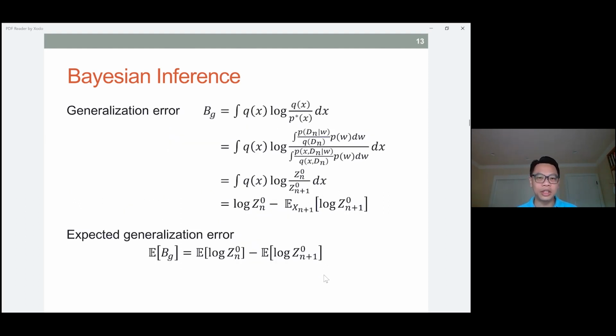So the generalization error of Bayesian inference is going to be the relative information from Q to P star. After simplification, you can show that it's equal to the log of my marginal likelihood integral minus the expected value of the log of the marginal likelihood integral with one extra data point, n plus 1. So if we want to understand the generalization error of Bayesian inference, I need to understand the behavior of the log marginal likelihood integral.